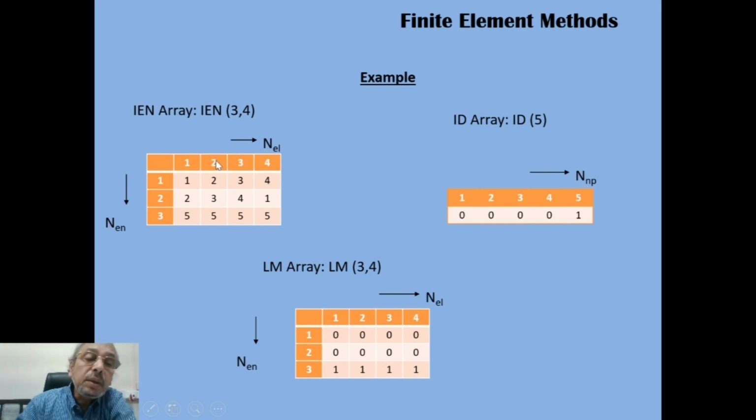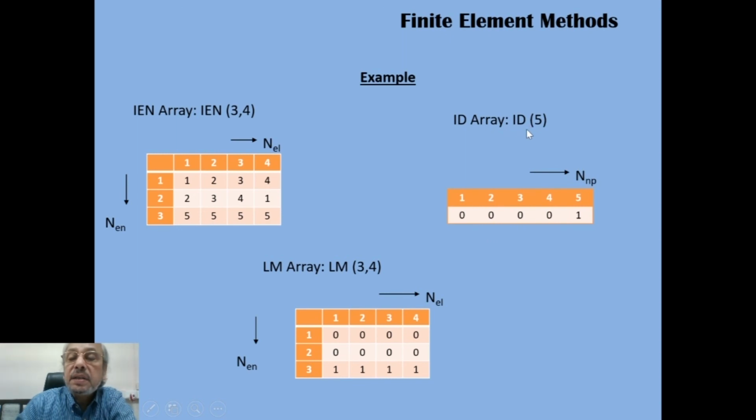Second element, second local node number, what is the global node number? Third element, again second local node number, what is the global node number? So this way we have to fill out this table. So this array is called the IEN array.